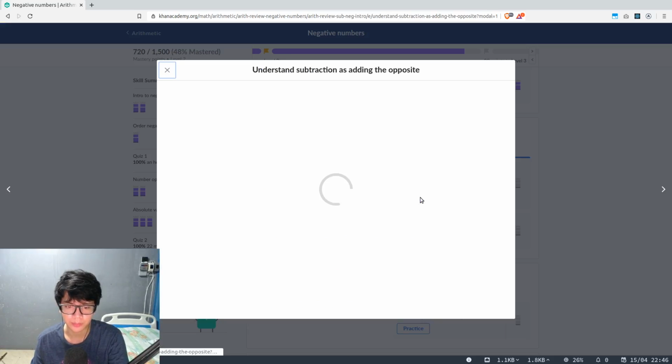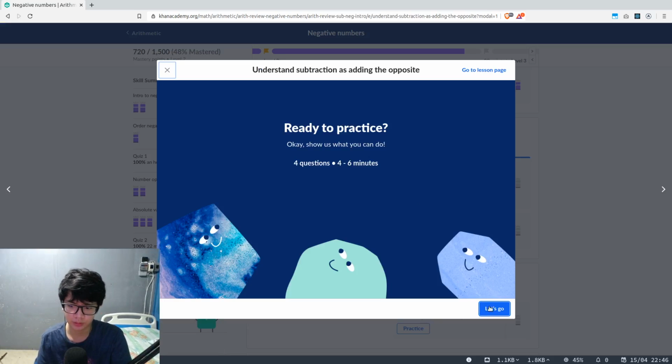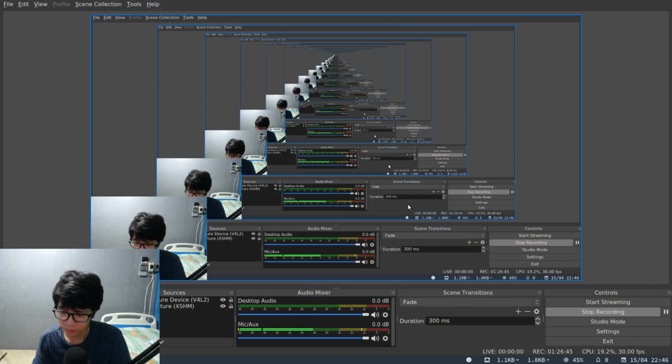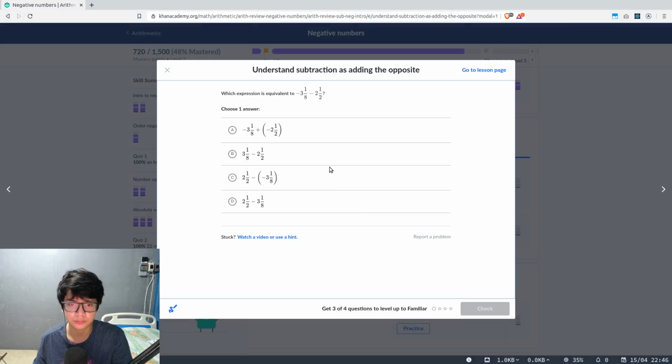Then let's do the practice exercises. Which expression is equivalent to negative 3 1/8 minus 2.5? That's going to be the same as this one.